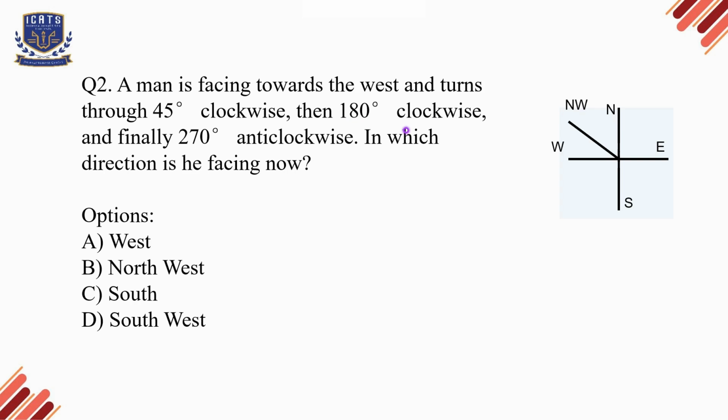Now the man has turned 180 degrees clockwise. 180 degrees is always in the form of a straight line. As the man turns in the clockwise direction, it will be exactly opposite of northwest, that is southeast. And finally, he turned 270 degrees anti-clockwise. It means from southeast he will go in the backwards direction. So for 270 degrees, we can make an arrow over here, because from southeast 270 degrees anti-clockwise will be exactly at southwest. So we will select option D here.